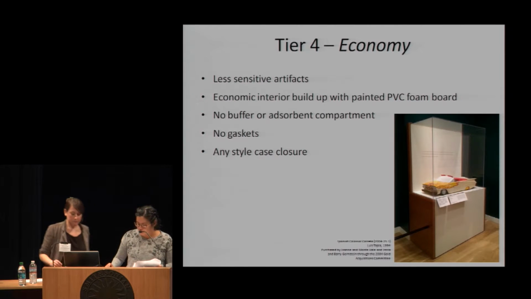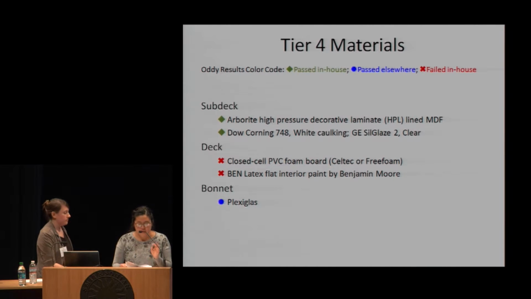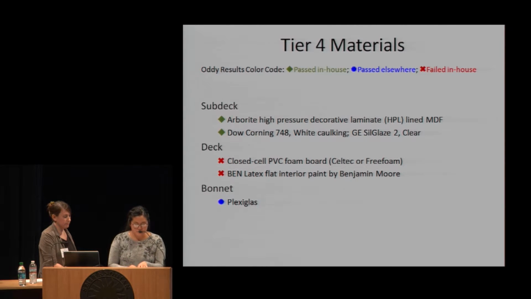I'm just going to talk about the materials that went in specifically. So these are the materials that were specified for Tier 4. They're more or less the same as the old case buildup, as Sarah mentioned, but with some changes. The subdeck is constructed of a high-pressure laminate-lined MDF.